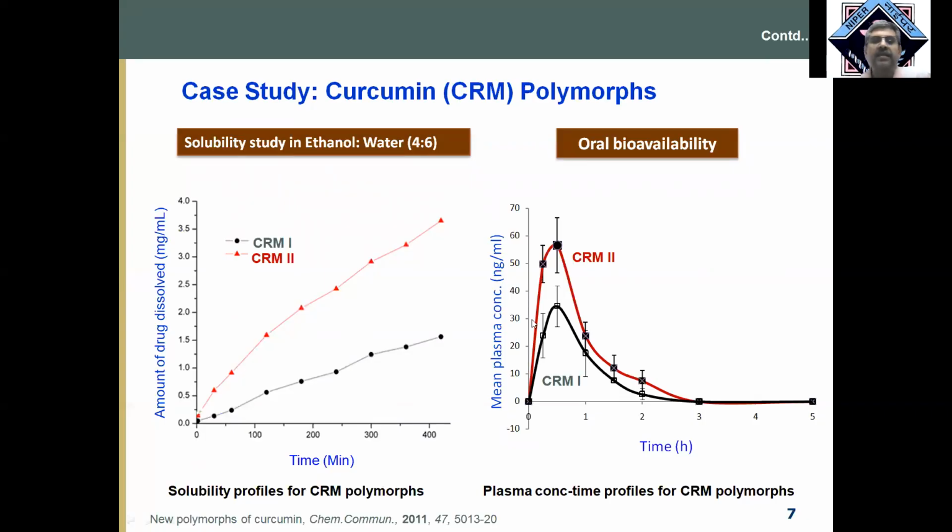Here is an example of two polymorphs of curcumin, form 1 and form 2. This is the solubility of the two forms in ethanol-water 4:6 mixture. As is clearly seen in this graph, curcumin form 1 has lower solubility as compared to the solubility of curcumin form 2. Even the oral bioavailability of the two forms differ. In the same rank ordering, the curcumin form 1 has lower bioavailability, while the bioavailability from the curcumin form 2 is higher.